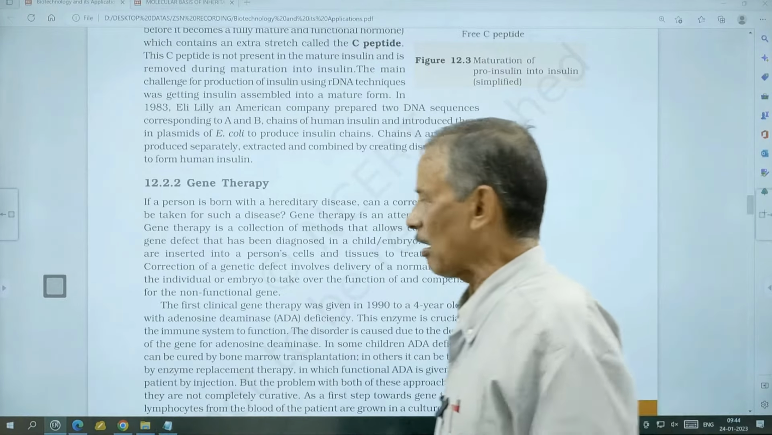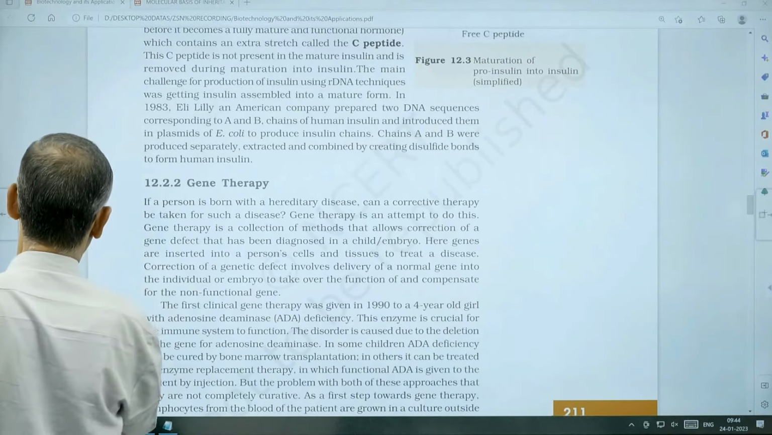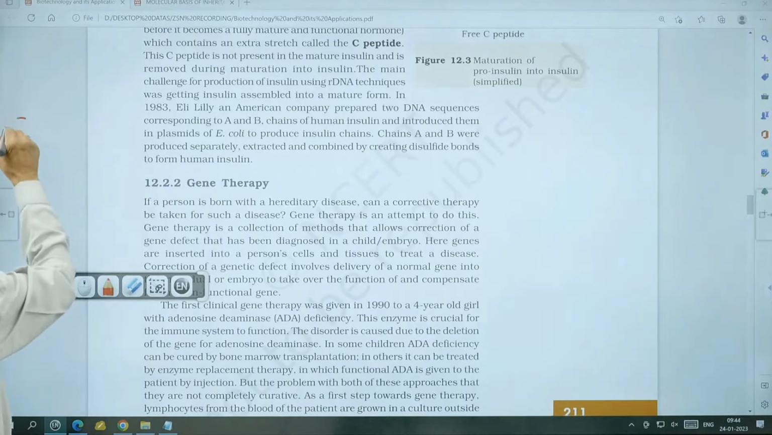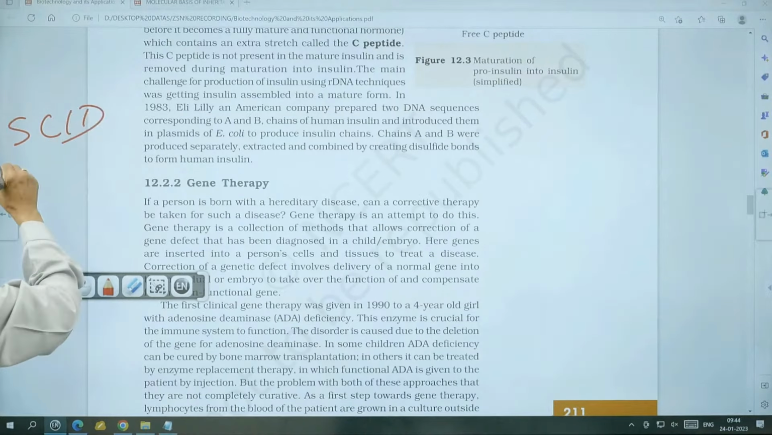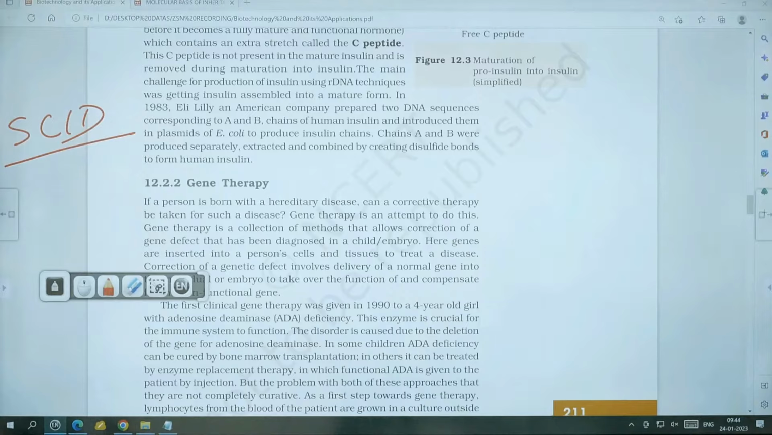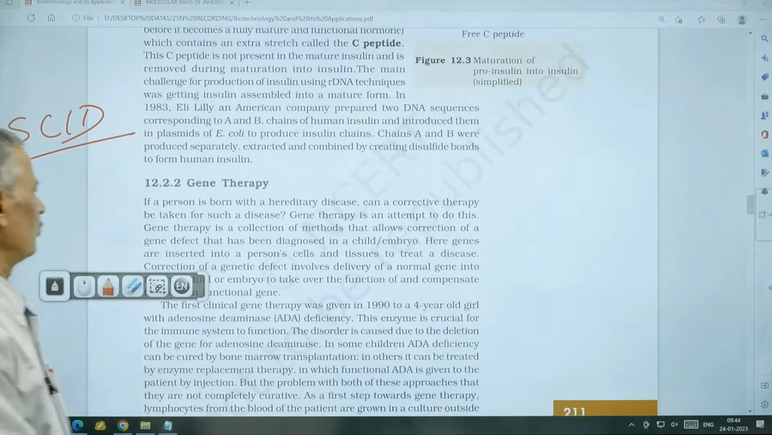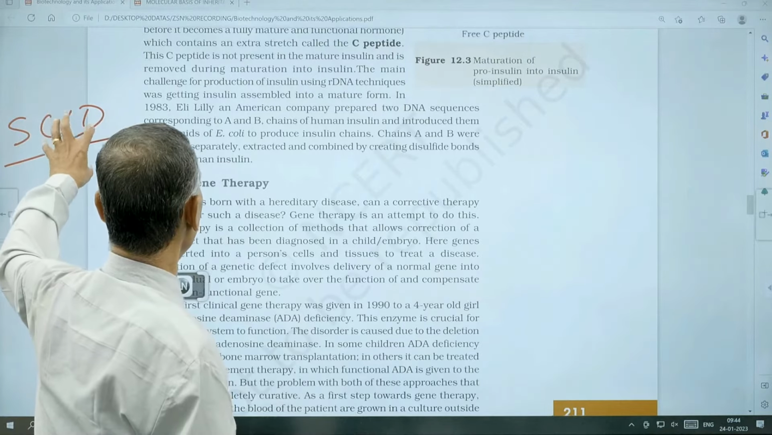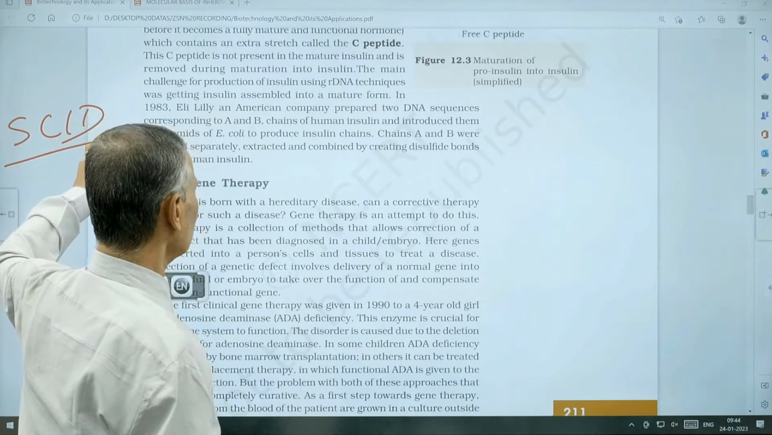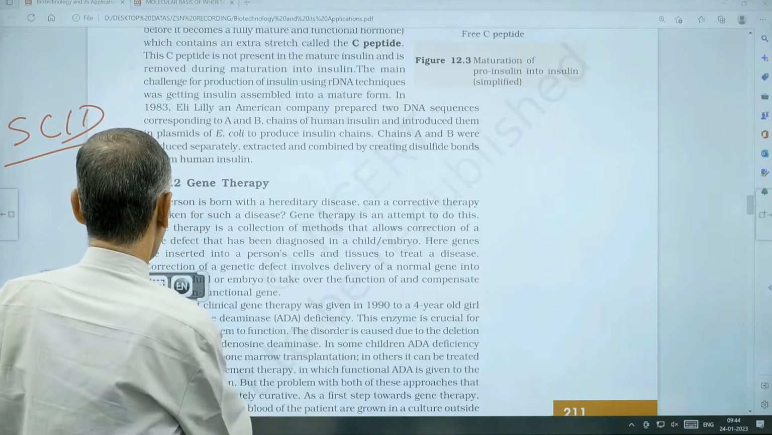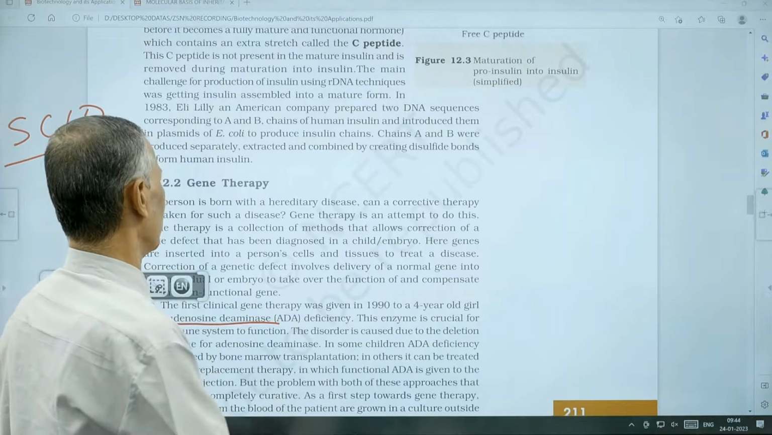The disease is called severe combined immunodeficiency, SCID. Severe combined immunodeficiency disease. This is an immunodeficiency disease because this patient will be suffering from the absence of an enzyme called adenosine deaminase, ADA.